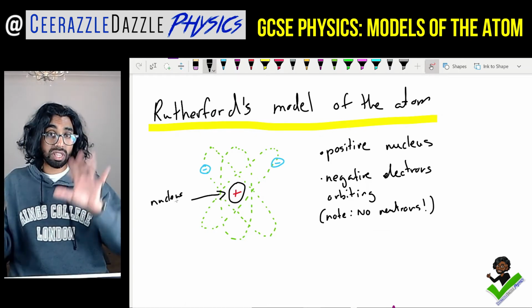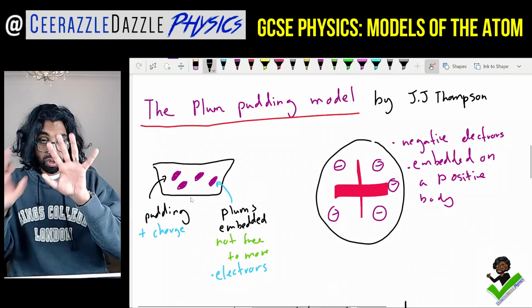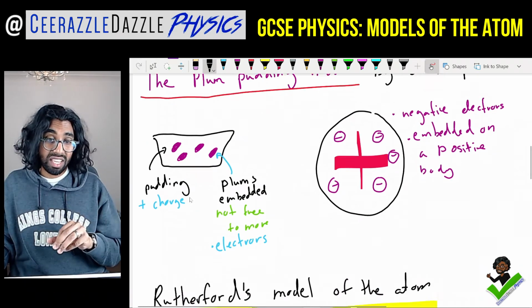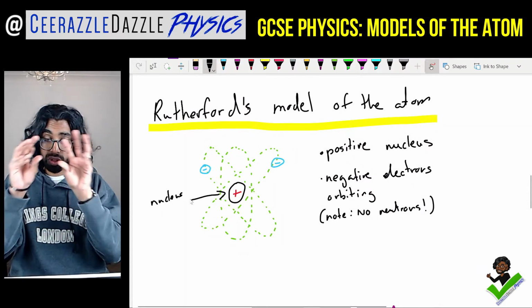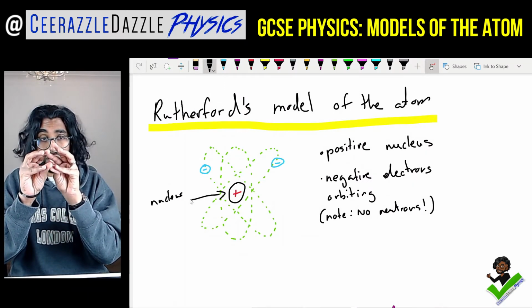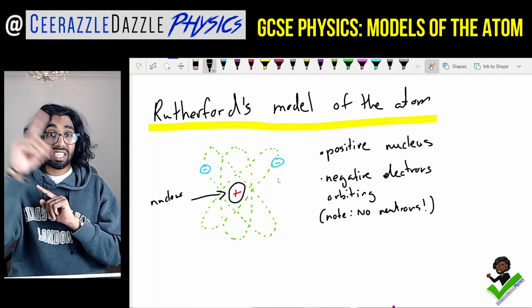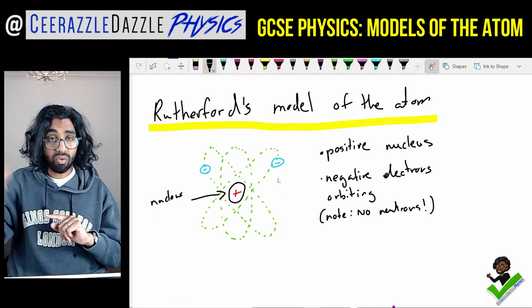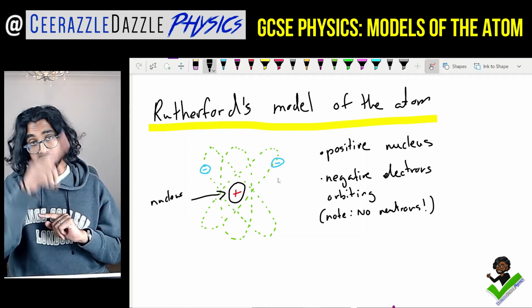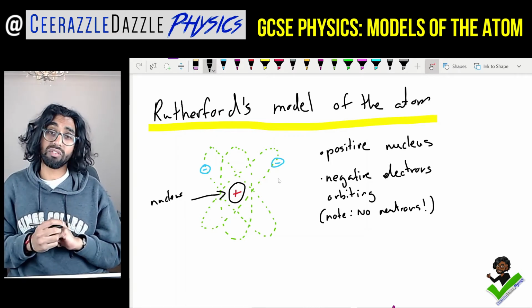So he didn't say it was like the plum pudding. The plum pudding is a positive charge with electrons embedded in it. He said that the positive charge was right bang in the center of the atom. And obviously, he then proposed that there are negative electrons orbiting around the nucleus. So the negative electrons are orbiting around over here.